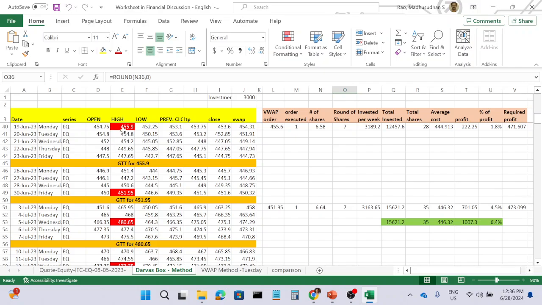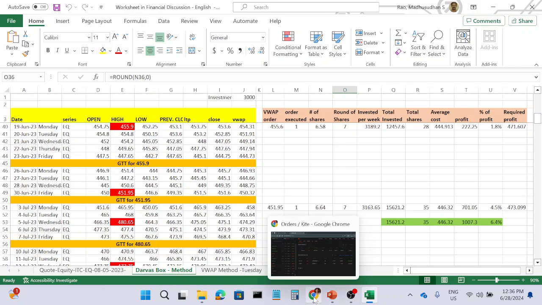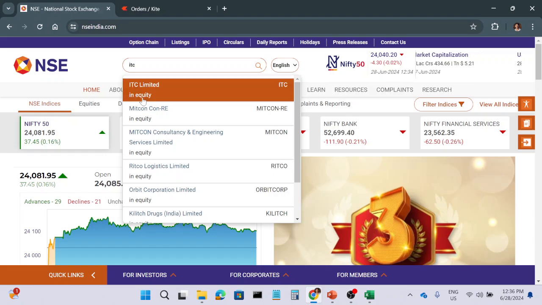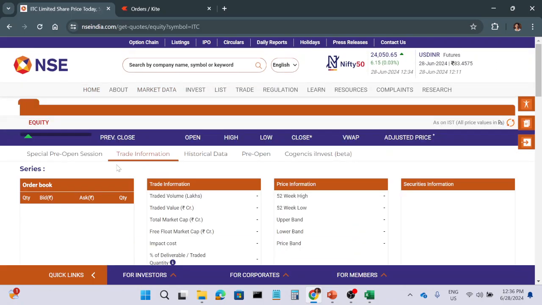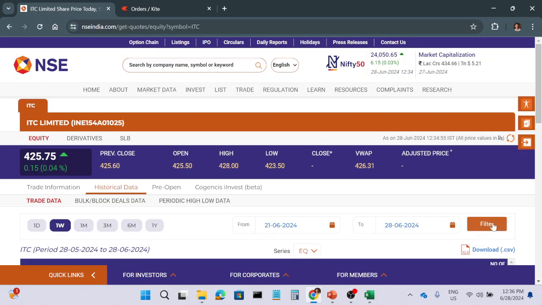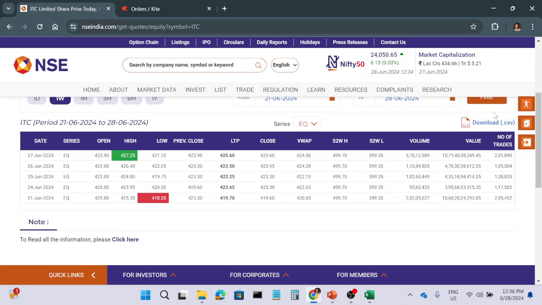Okay. So now how do you find this data? Let me take you through that. When you go to NSE, you will search for the particular stock. Here I'm searching for ITC, and then you go to the historical data. You select 1 week and then click on filter. When you do this, you will see that the high price is highlighted in green. This number you have to use for ordering the GTT on a Friday evening or Saturday, before Monday morning trade.